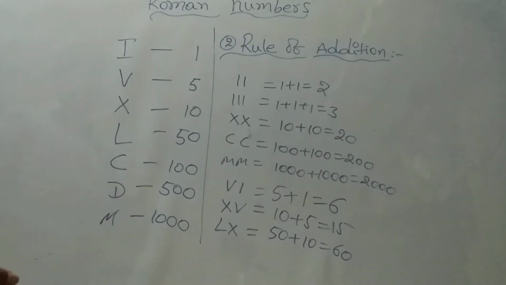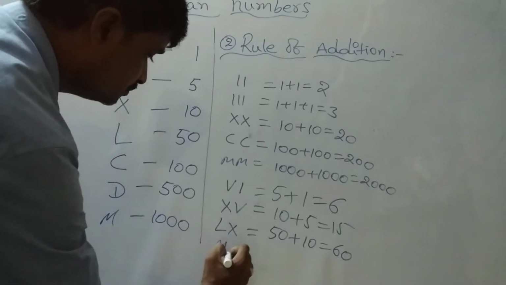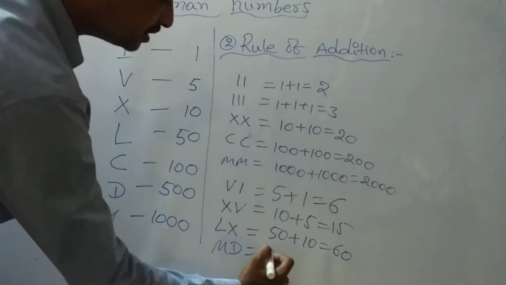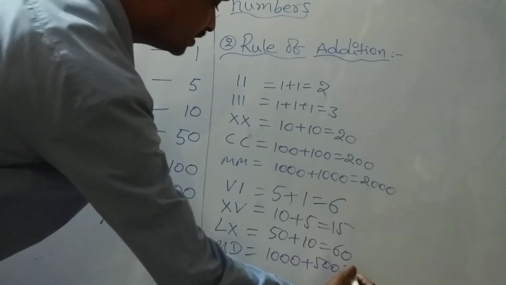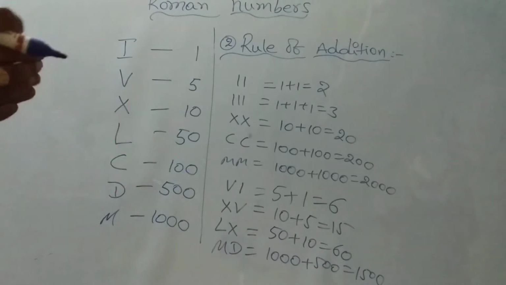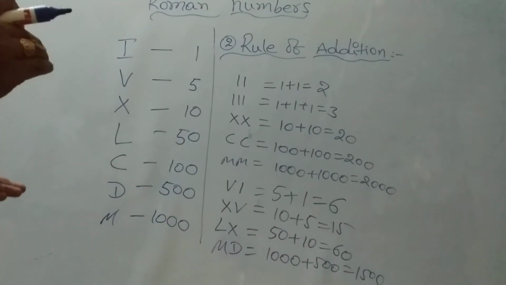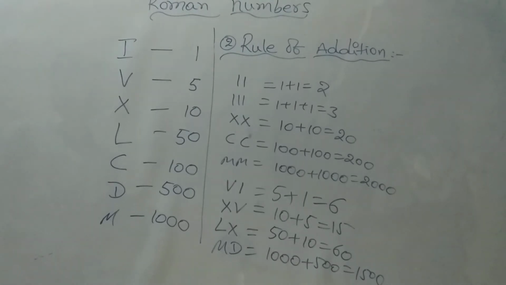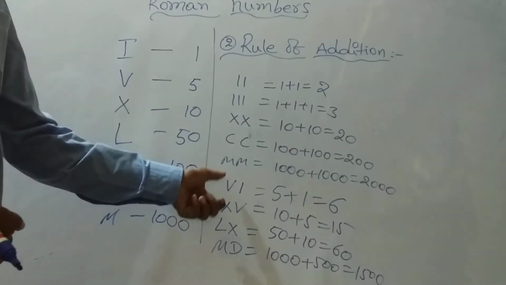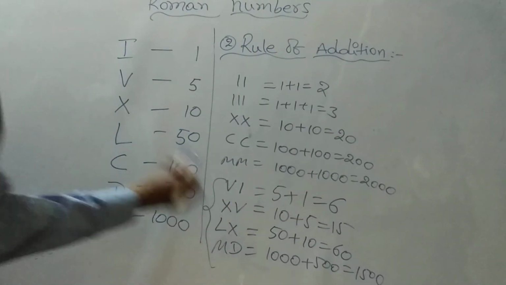One more combination. MD. M is what? 1000. And D is what? 500. Total it is 1000 plus 500, that is 1500. Okay. Like this, if the smaller symbol is available at the right side of the larger symbol, it should be added. Somewhat different combinations. If same symbols are repeating, you can add. Otherwise, like this. Okay. Different combinations.